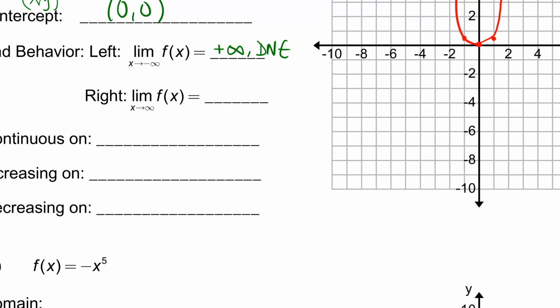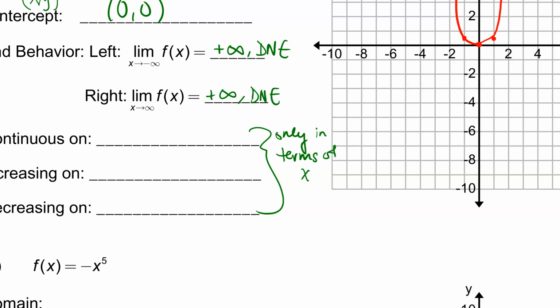And then as we go to the right, as x goes to the right, what's happening to y? Yeah, it also goes to positive infinity, and we tack on does not exist. So one thing to note, when we're talking about continuity, increasing, decreasing intervals, these are all in terms of x. Just to help you remember, these next three are only in terms of x.